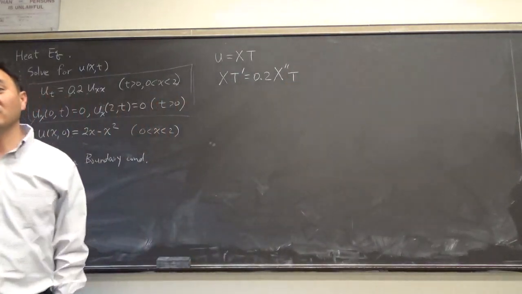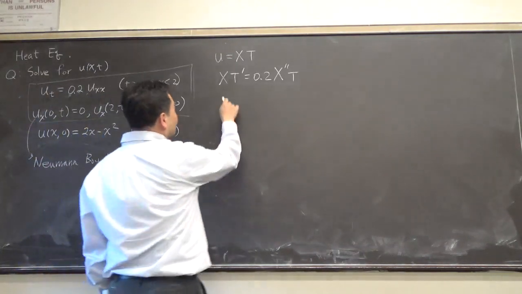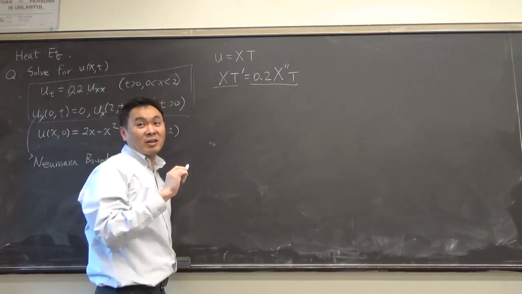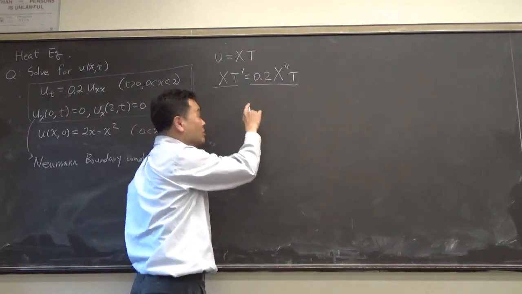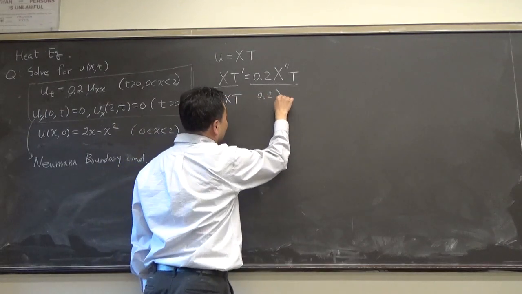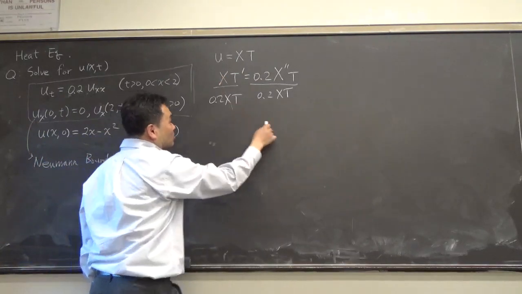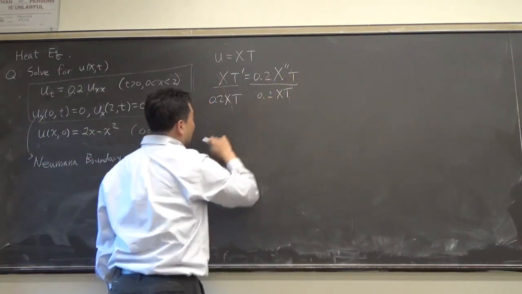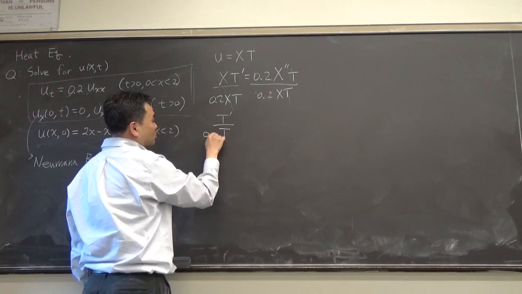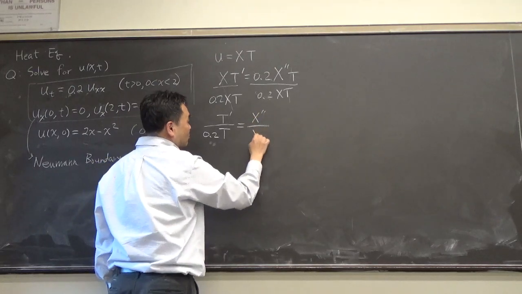Now what do we do? Divide everything by kXT, right? But our k value is this 0.2, so 0.2 XT. Okay? X cancels, T cancels, 0.2 cancels, so you have T prime over T times 0.2 here equals X double prime over X.